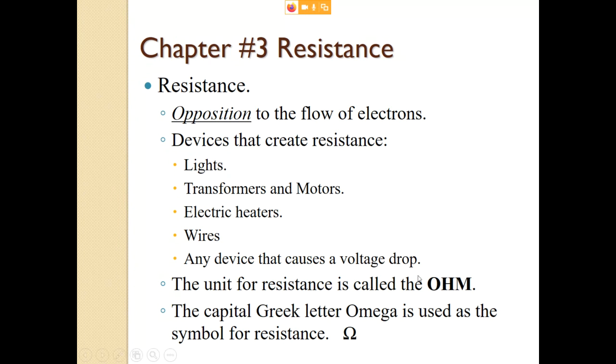All right. The unit for measurement is called the ohm. And again, this is named after a scientist. But instead of using a capital O, we actually use the Greek symbol omega for the unit of measurement.